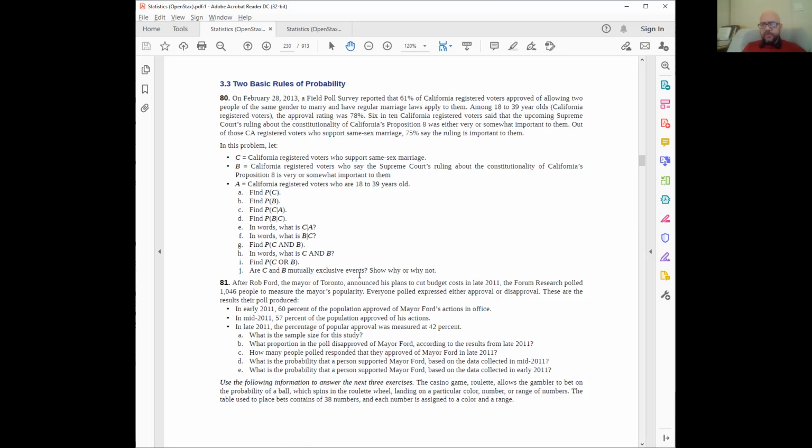Are C and B mutually exclusive? No, absolutely not. They are not mutually exclusive because you can have C and B, right? You can be a registered voter who supports same-sex marriage and say that the ruling is important to you. In fact, 45.75% of the registered voters said that was true, which is a huge number of voters, right? There's probably 20 million voters in California, something like that, maybe more registered voters. So that's 9 million people, something like that. Definitely not mutually exclusive if it happens 9 million times.